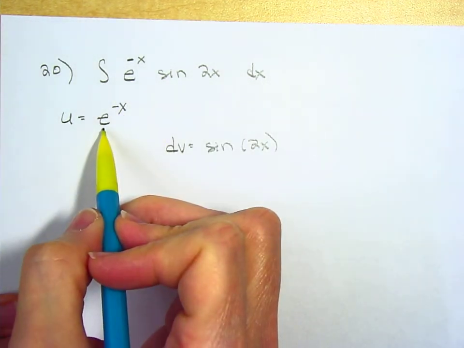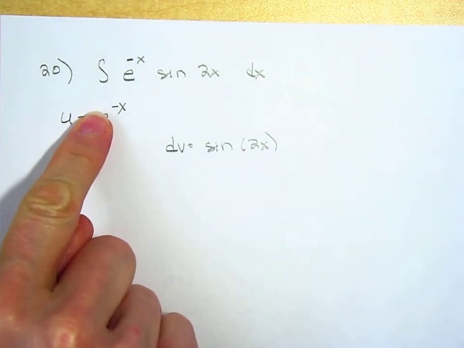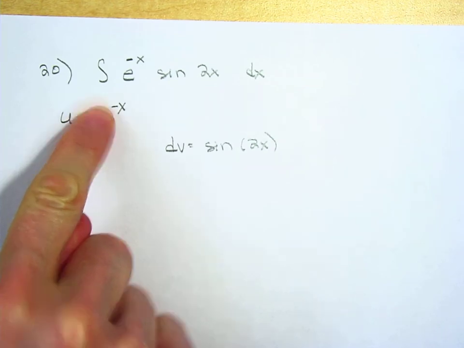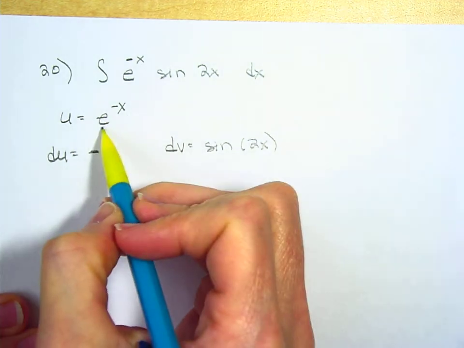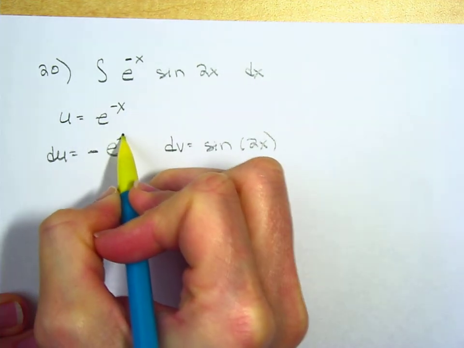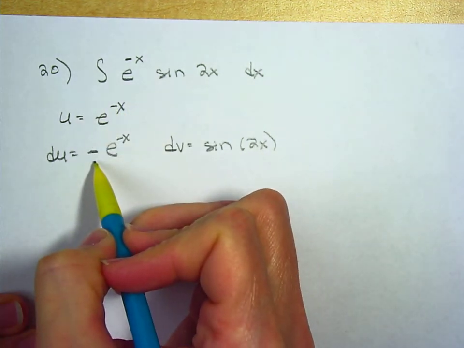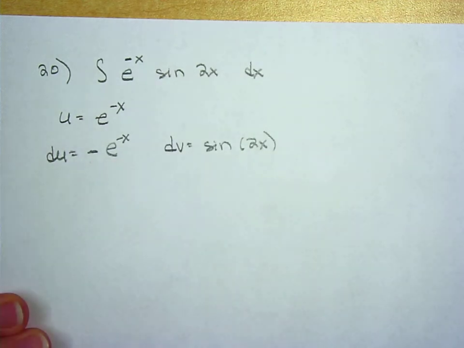This is chain rule. Derivative of the inside would be the derivative of negative x, so that'd be -1. Derivative of outside would be e to the negative x, so the derivative of e to the negative x is negative e to the negative x.